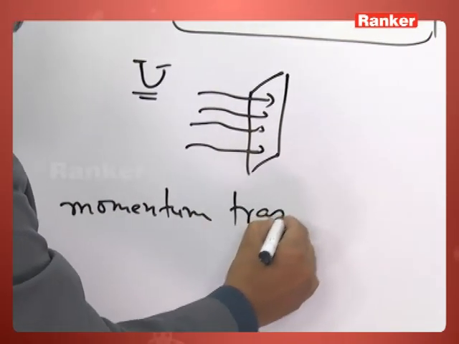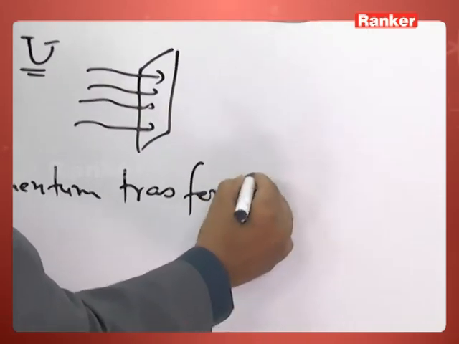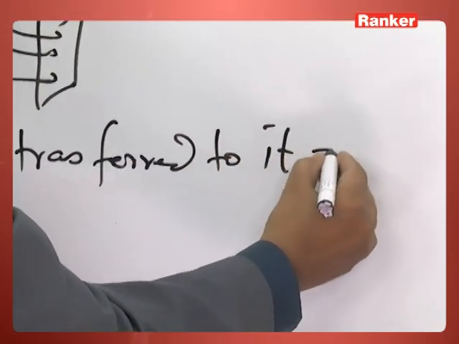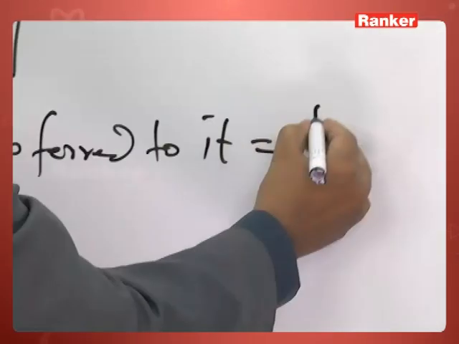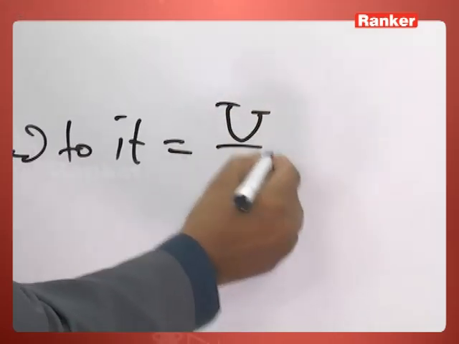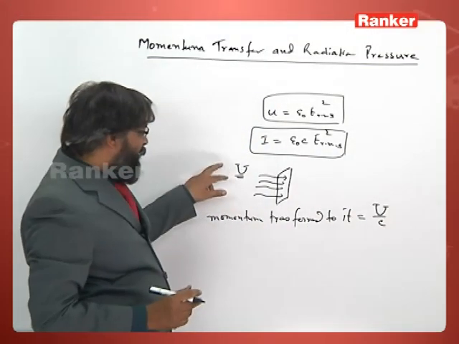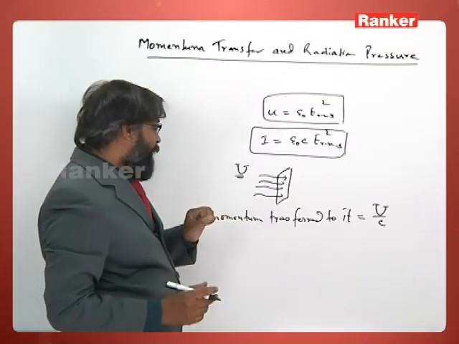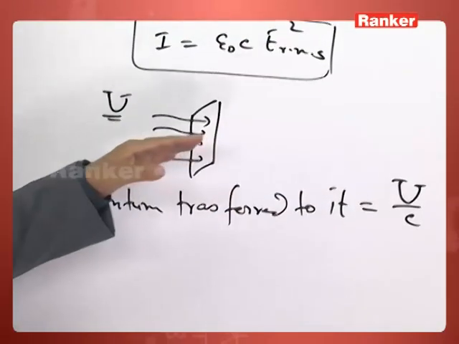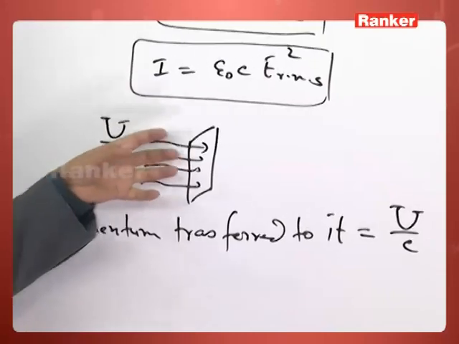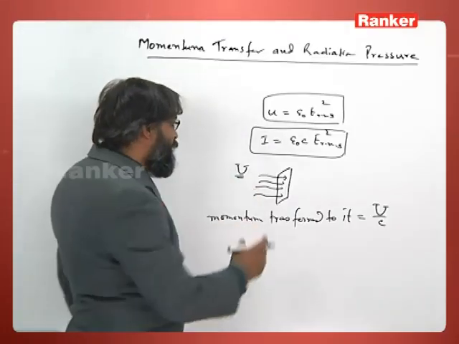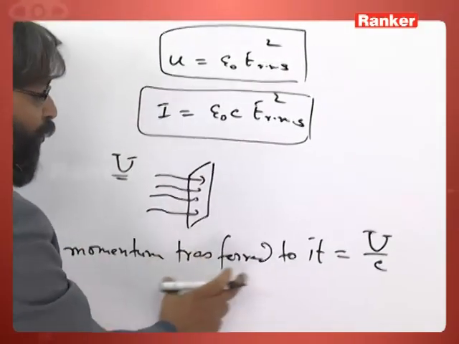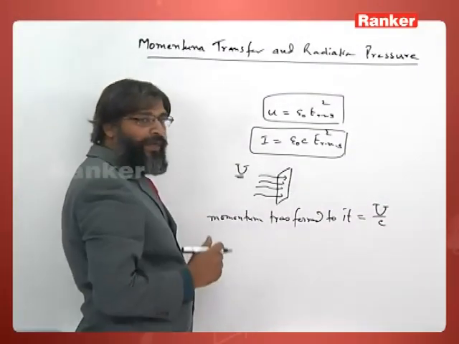will be equal to u by c, where u is not the energy density, this is the total energy absorbed, transferred to the system. This is the momentum transferred to the system when this energy is absorbed by this surface. So, when this surface absorbs this energy, the momentum transferred is u by c.